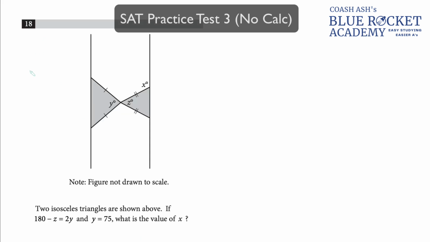All right, this is a standard SAT geometry problem. So what you're given is this value here, y is equal to 75, and then you simply plug this inside here. So let's plug it in. You get 180 minus z is equal to 2 times 75. Because y is equal to 75, you just replace it with this y here.